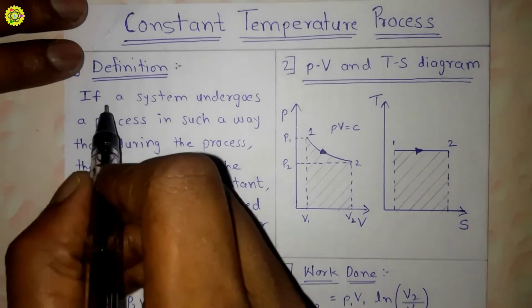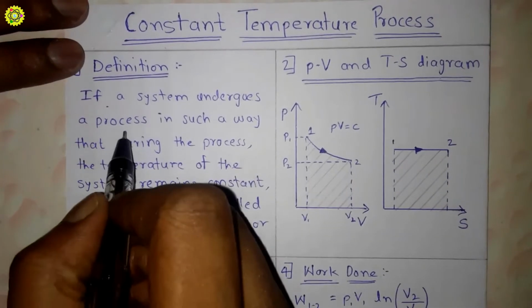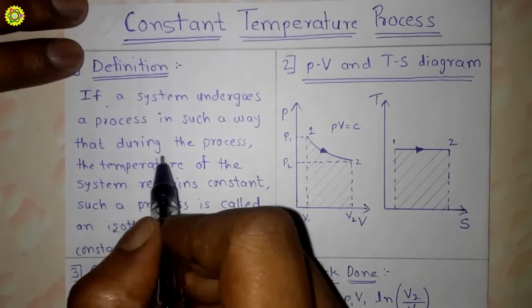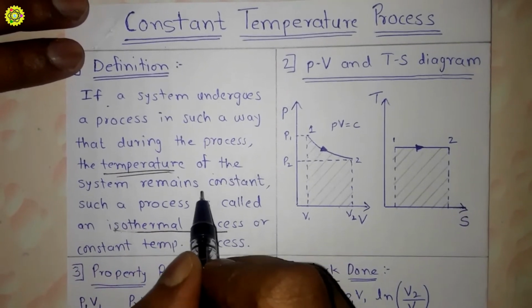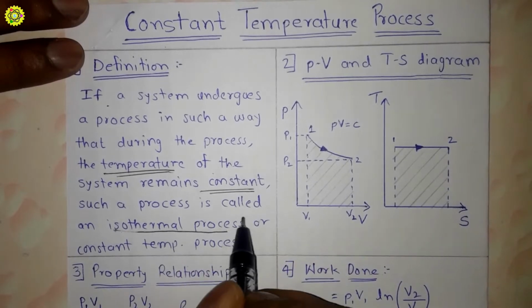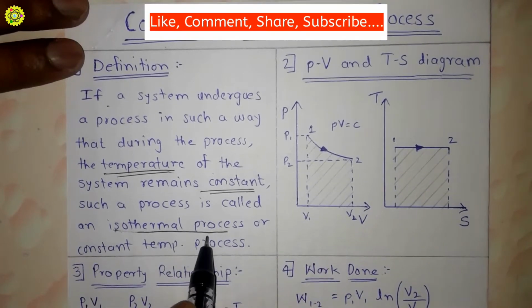So here see, if a system undergoes a process in such a way that during the process the temperature of the system remains constant, such a process is called an isothermal process or constant temperature process.